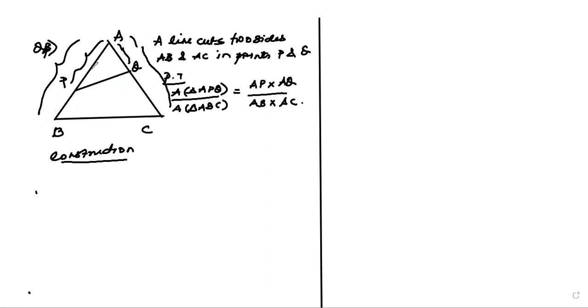What do you have to prove? Area of triangle APQ upon area of triangle ABC equals AP into AQ upon AB into AC, the product of the sides AP and AQ upon the product of the sides AB and AC. So how do I go about it, children? Area word has come, and I cannot prove both these triangles similar. So I think of only the first theorem: the ratio of the areas of two triangles having equal heights is equal to the ratio of the corresponding bases.